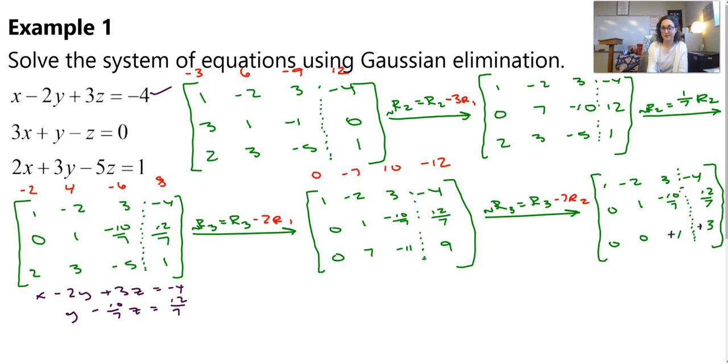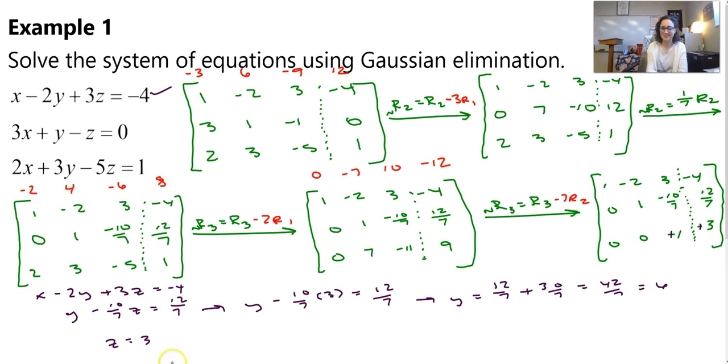Okay, and then the last row, here's the good stuff. 0x plus 0y plus 1z equals 3. There's z. Now let's back substitute to get my y. So I've got y minus 10/7 z, which is 3, equals 12/7. So y is equal, let's see, this is 30/7, right? So y is 12/7 plus 30/7, which is 42/7, which is 6, right?